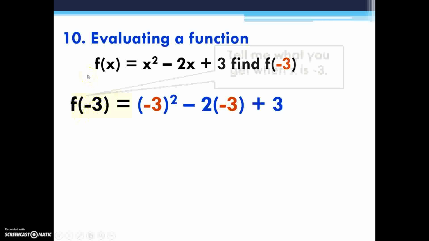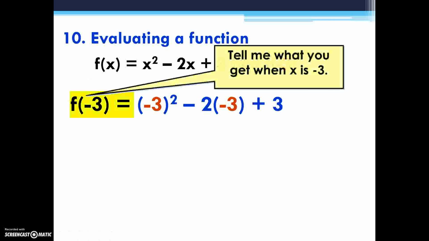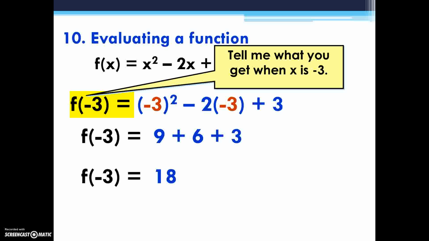And again, it tells you what you get when x is -3. You start with -3 squared. Got to remember, it's +9. -2 times -3 is +6, and then +3, and then you add all those together and you get 18.